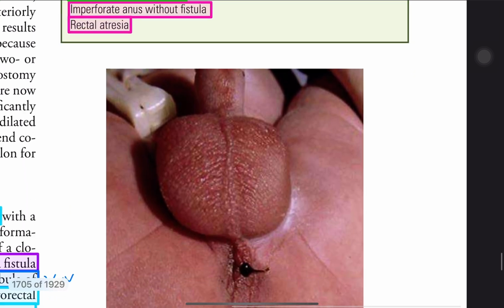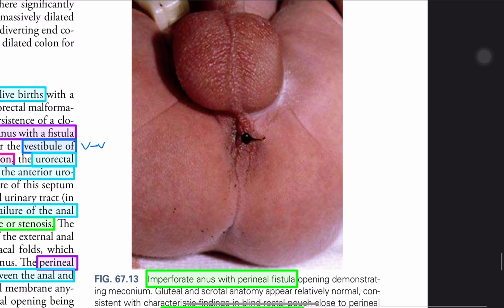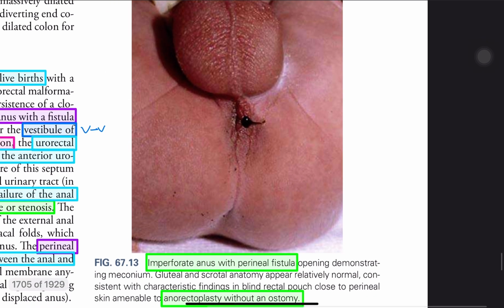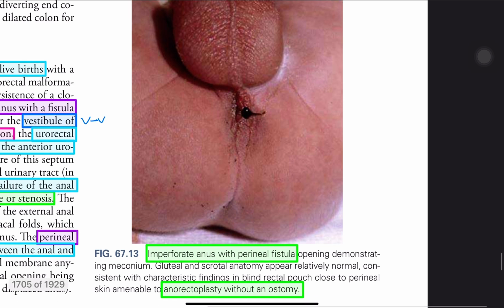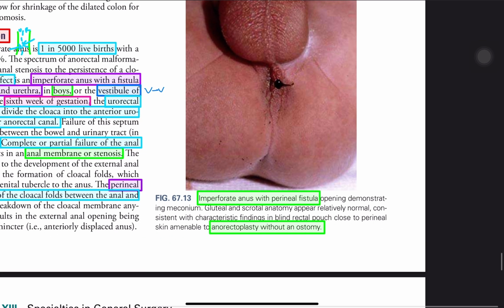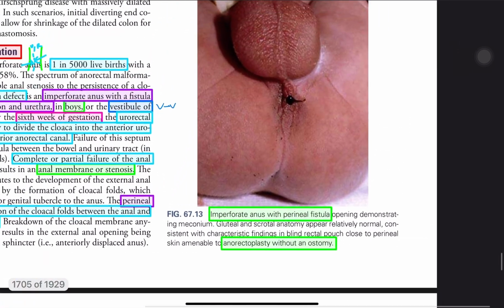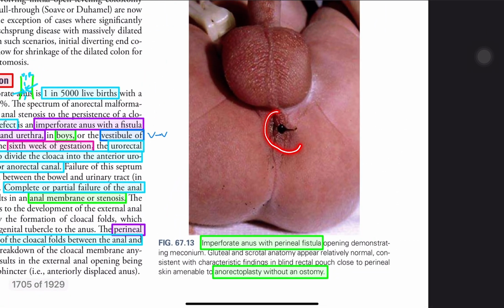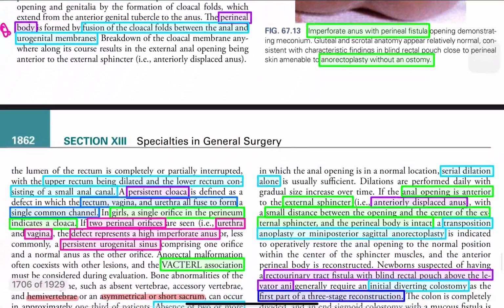You can see this picture they give and they ask the anomaly. So this is imperforated anus with perianal fistula. This anomaly is treated with anorectoplasty with or without an osteotomy. This we will see later. This much you know. This is imperforated anus. There is no anal opening and there is one fistula.